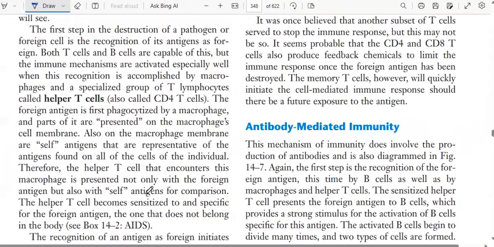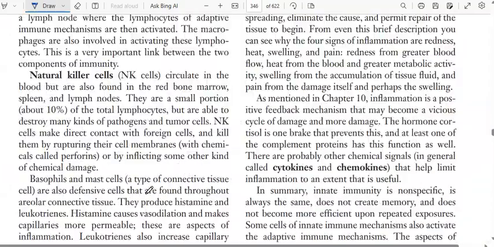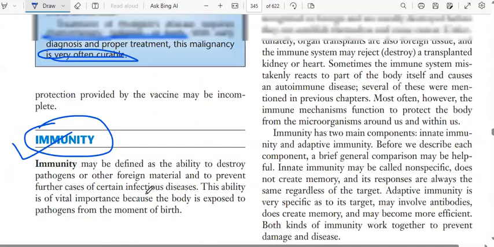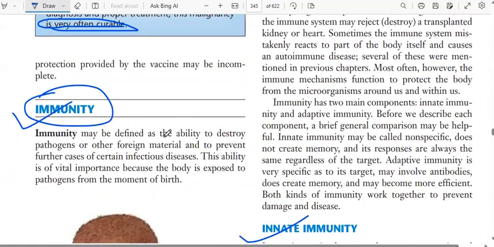So let's start with immunity. What is immunity? Immunity may be defined as the ability to destroy pathogens or other foreign material and to prevent further cases of certain infectious diseases. So here a simple definition is given. Immunity is the ability to destroy the pathogens.